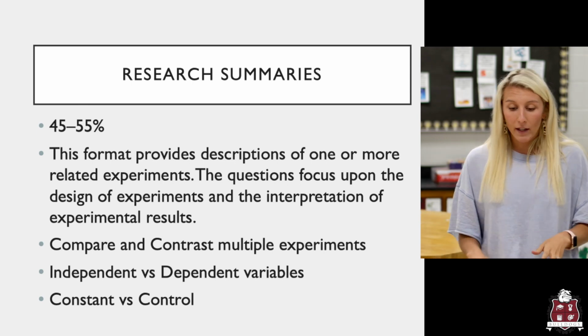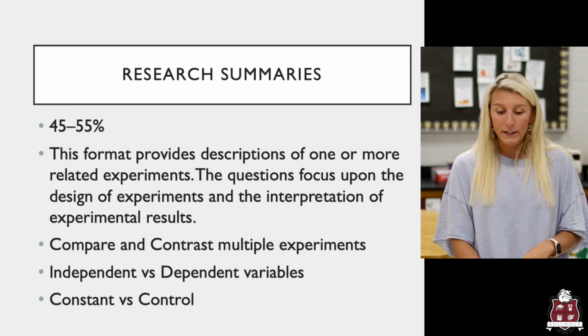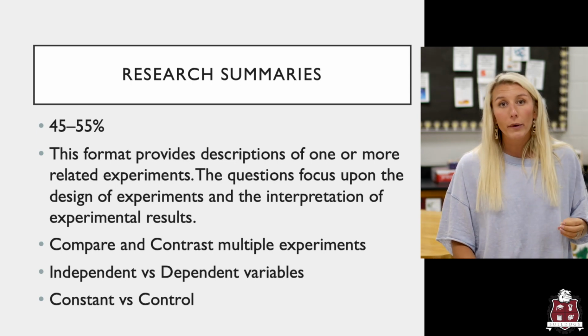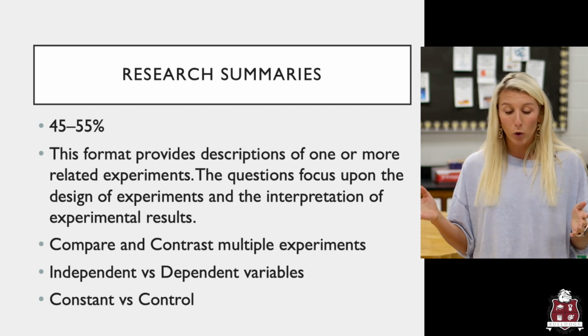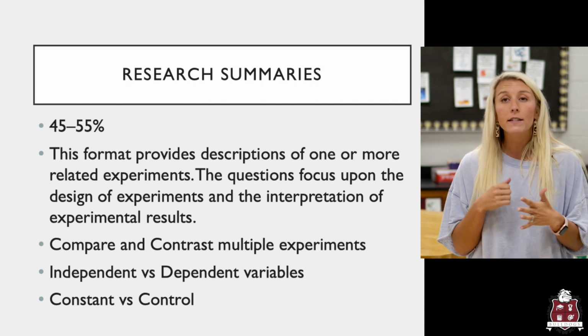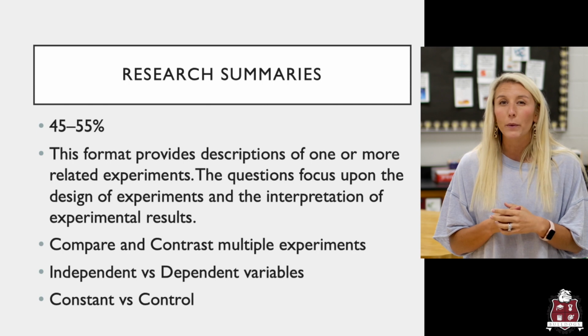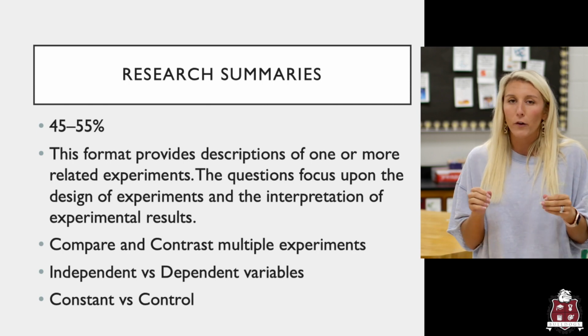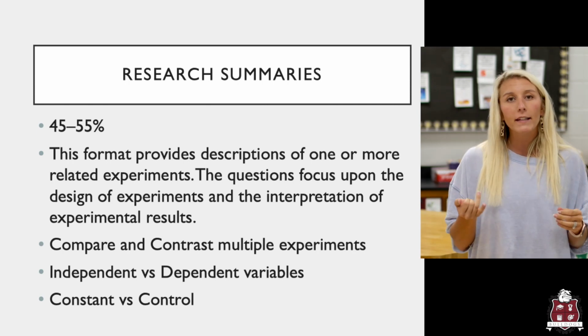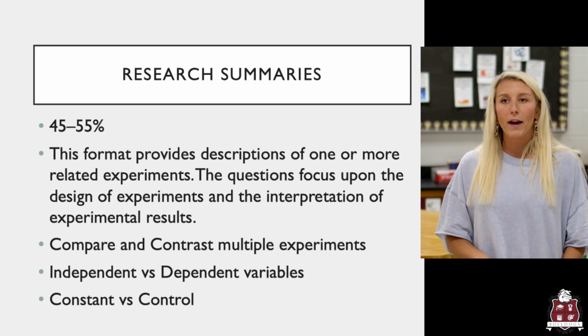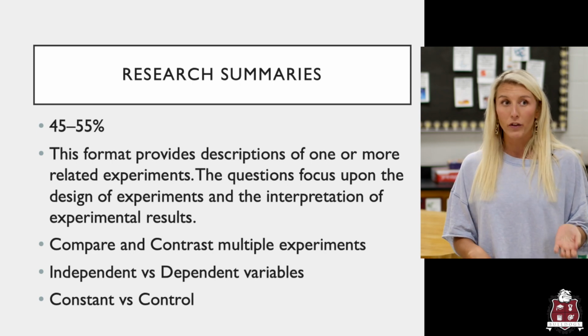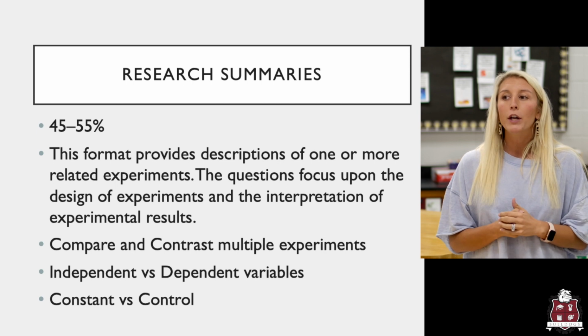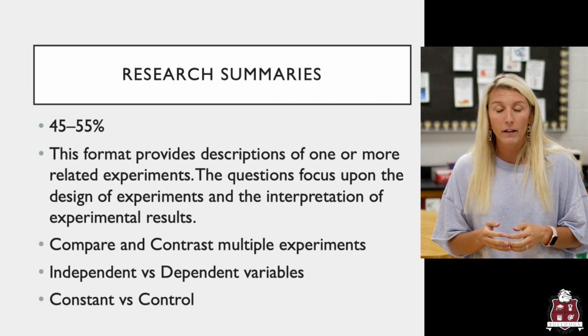Another type of question that can be found on your test is called research summary. This is when you're going to have to compare and contrast multiple experiments. This is the one portion of the test that you actually can study a little bit for. If you've ever taken a science class, really anytime after about 5th grade, maybe even 4th grade, but for sure 5th grade and up, you learn about the scientific method.